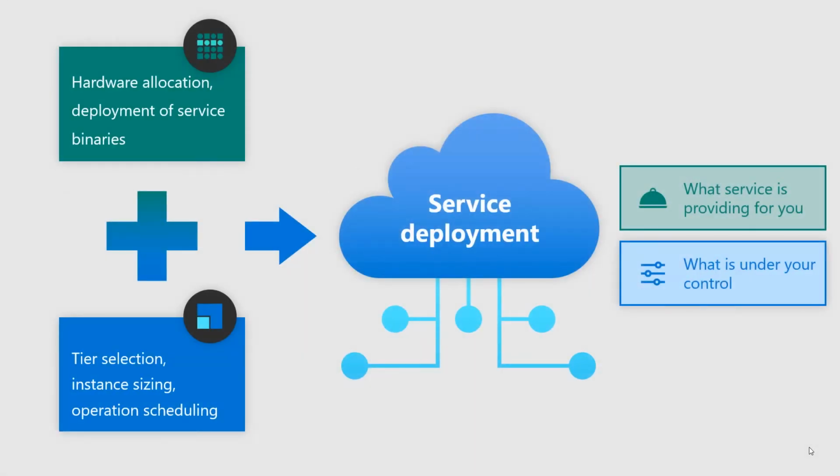We are starting from the service deployment aspect, and we will use classification into activities provided by the system and activities staying team's responsibility. So with service deployment, you don't have to care about hardware allocation, about deployment of a specific service's binaries. That's provided by the service. On the other hand, you keep control about the service tier selection, about the size of the instance, changing the sizes of the instances according to your needs and to your workload. And then, of course, you can schedule all of these operations.